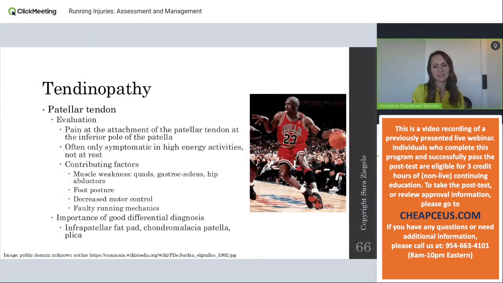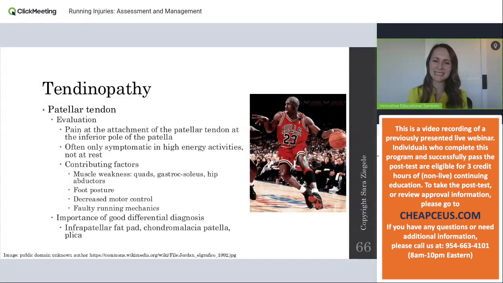So hence the reference to Michael Jordan. Michael Jordan is a staple in our household. There's actually a poster of him next to my husband's nightstand, as he has loved Michael Jordan since he was a child.